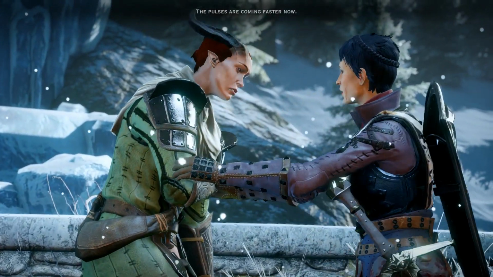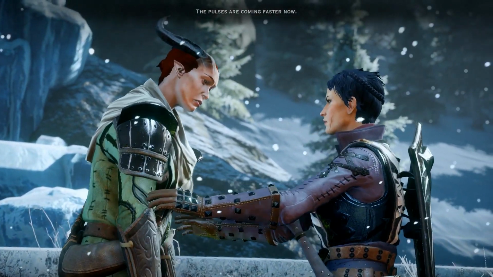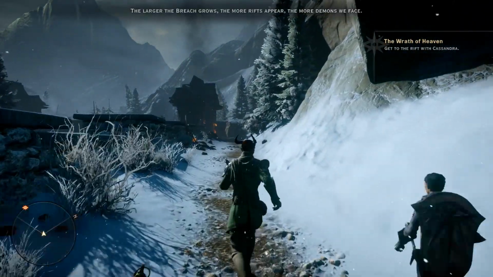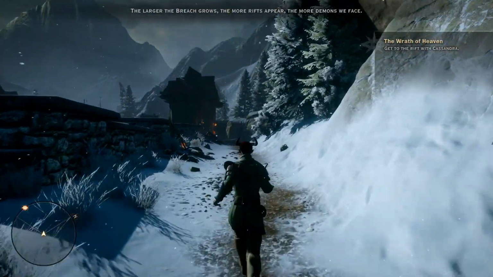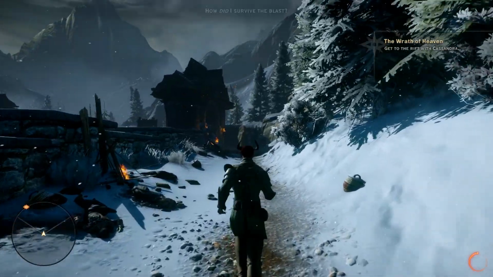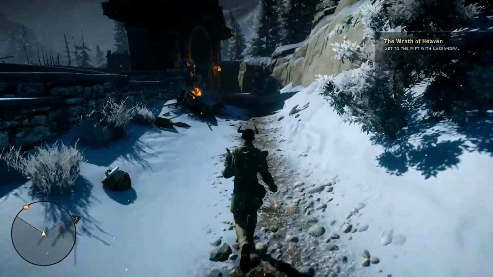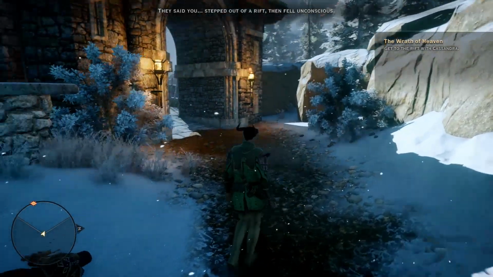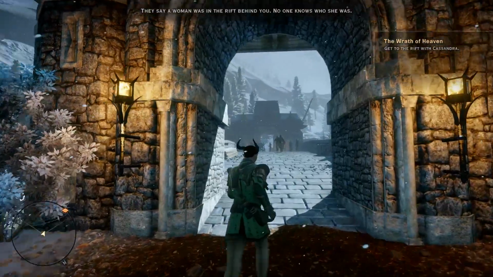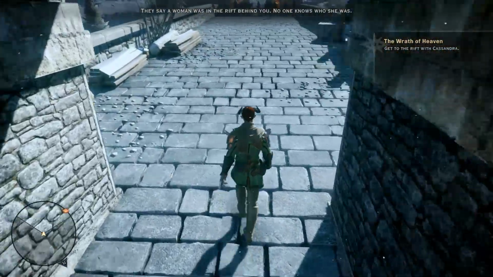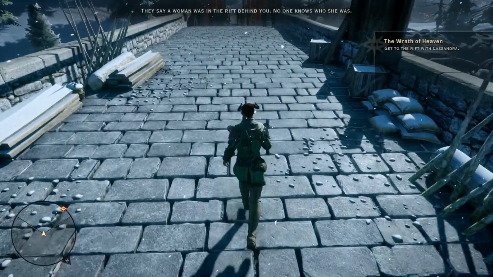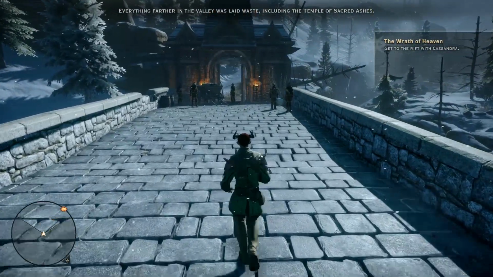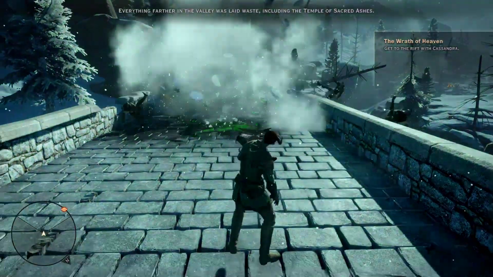The pulses are coming faster now. The larger the breach grows, the more rifts appear, the more demons we face. How did I survive the blast? They said you stepped out of a rift, then fell unconscious. They say a woman was in the rift behind you. No one knows who she was. Everything farther in the valley was laid waste, including the Temple of Sacred.